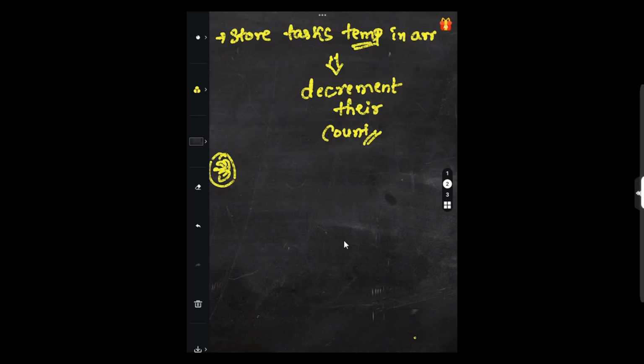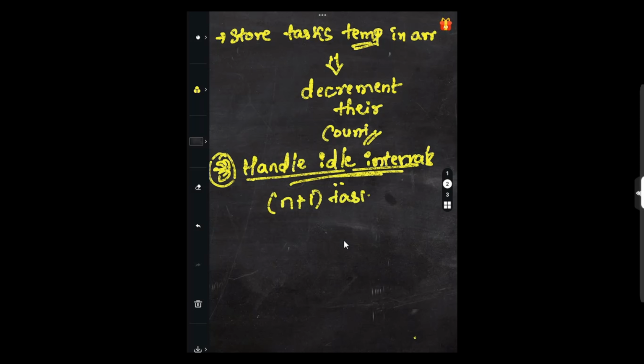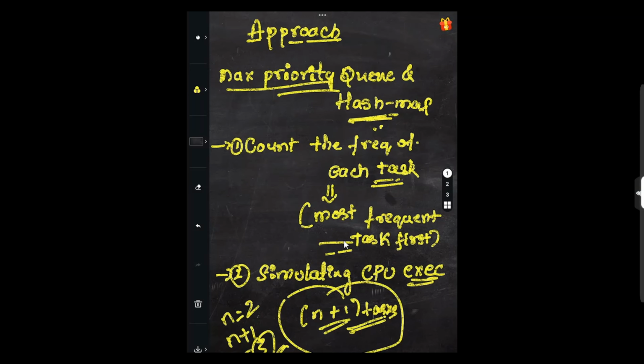The third step is handling the idle intervals. When we do not have a task, we have to keep the CPU idle. That's what they have given in the question as well, right? If there are still tasks remaining after the processing of a cycle, then we have to add n plus 1 tasks. If all the tasks are done in the last cycle itself, just count the actual number of tasks that are processed. So this is the approach that we will be mainly going with.